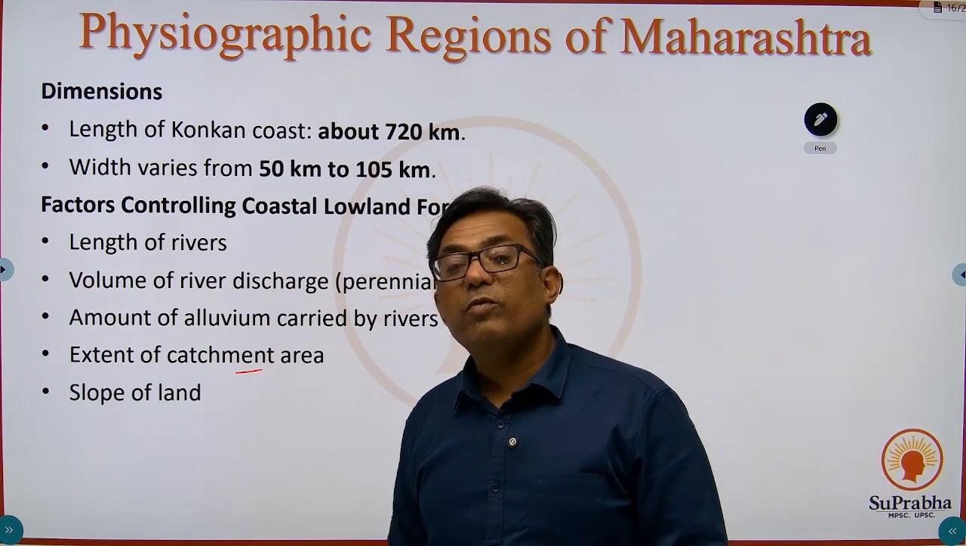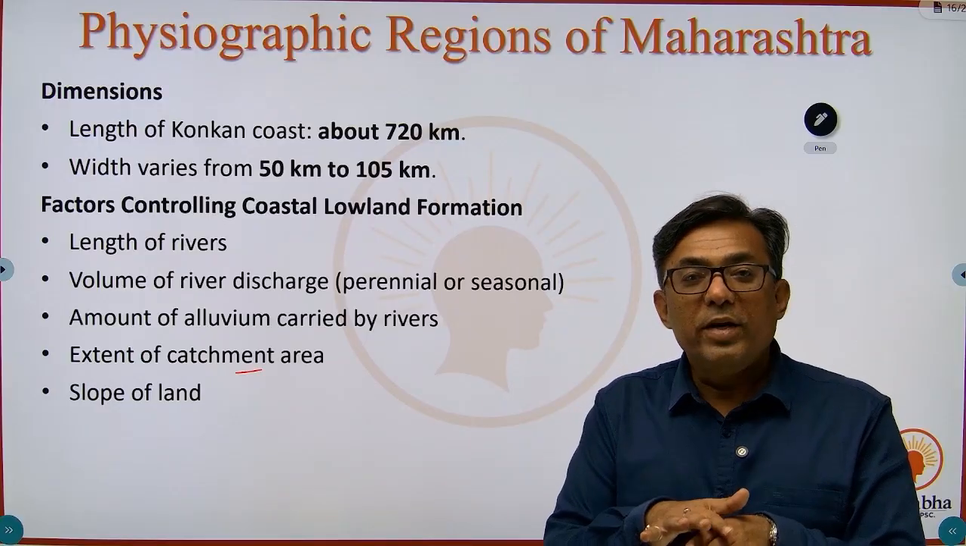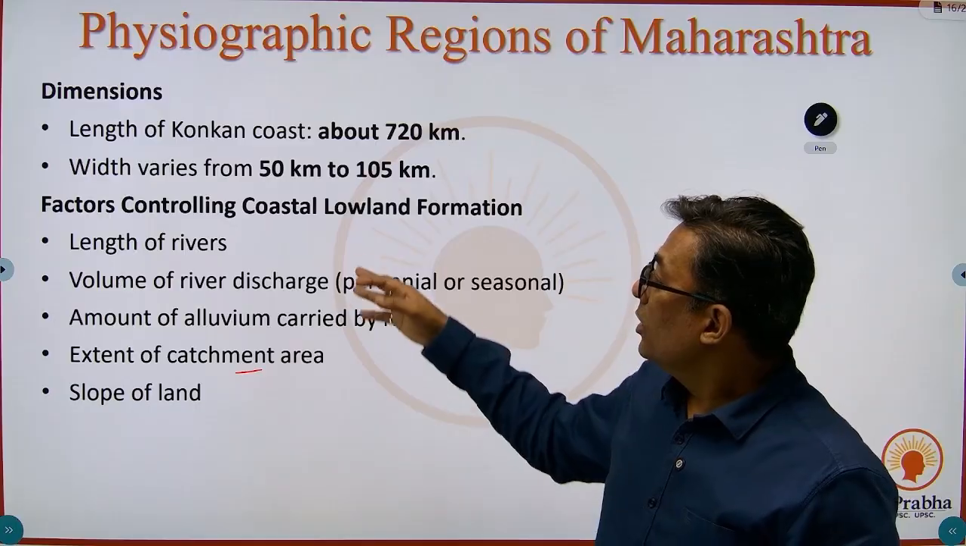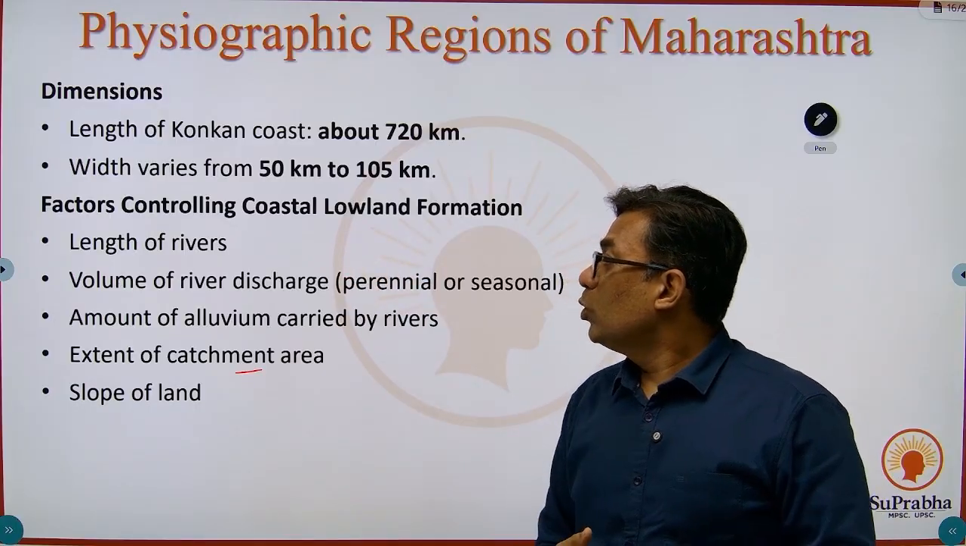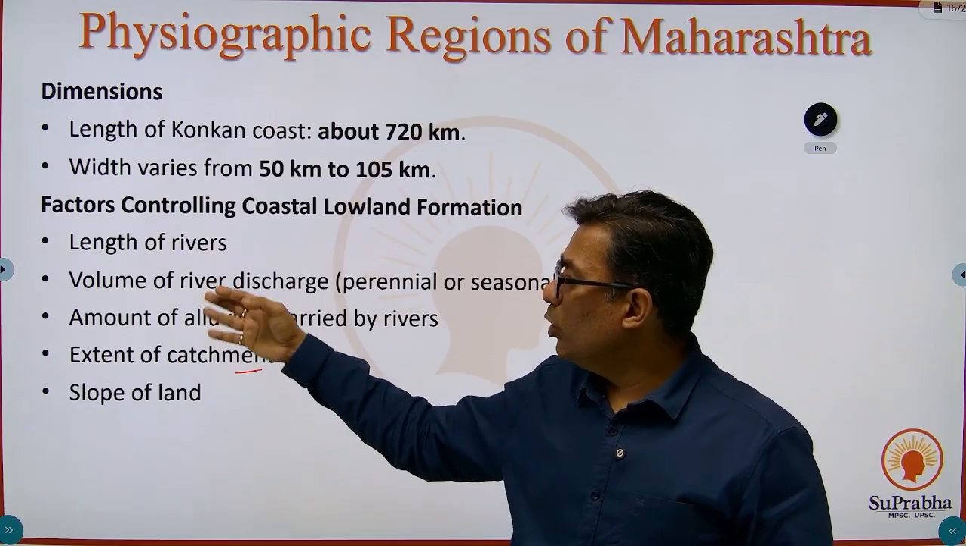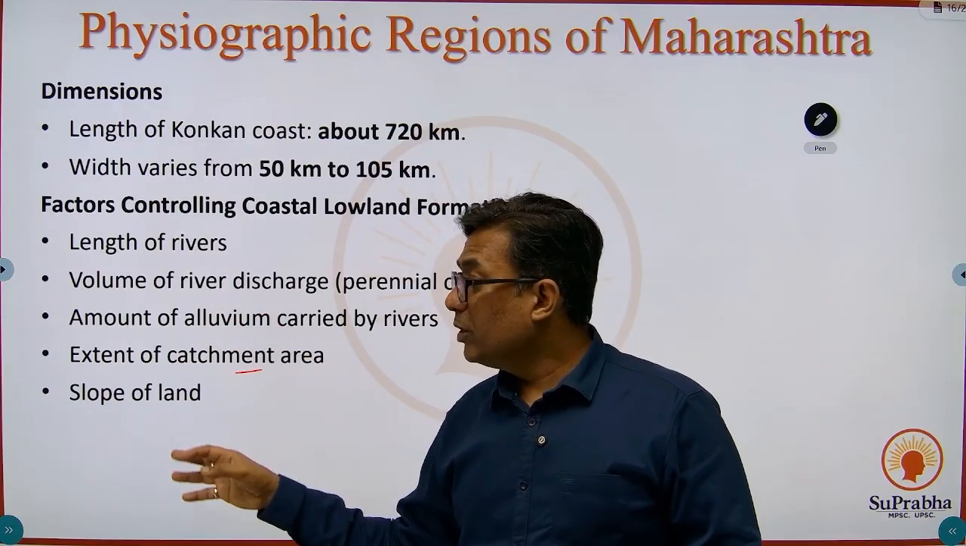And also the slope of land. If the slope of land is more, the coastal plain is going to be narrow. If the slope of land is less, the coastal plain is going to be broader. So the factors which control the coastal lowland formations, you can name them as the length of the rivers, the volume of the rivers, the amount of alluvium carried by the rivers, the extent of catchment area of the rivers, and the slope of land.